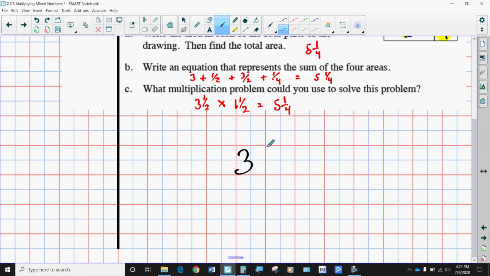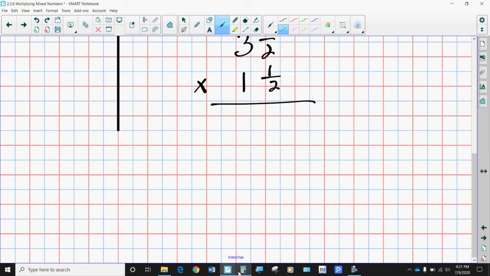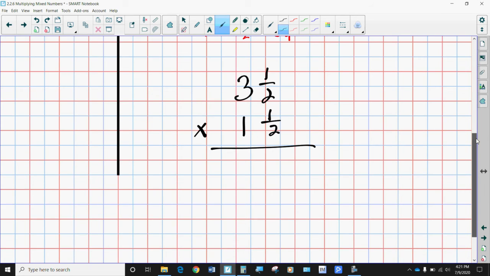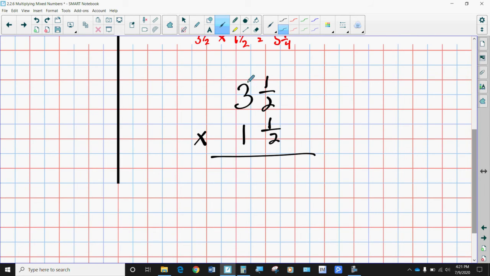If I take 3.5 × 1 1/2, do you know what the most common wrong answer is? The most common mistake students make is treating this the same way you would an addition problem. When you're adding these mixed numbers together, you would add the fraction part and the whole number part. And so you end up with 1/2 × 1/2 = 1/4, and 3 × 1 = 3. But it doesn't work that way.